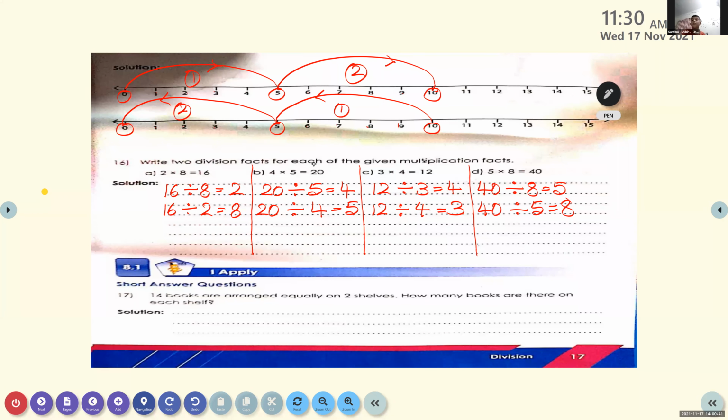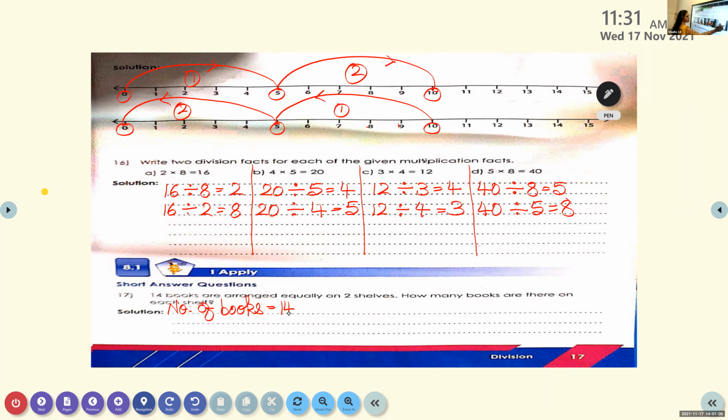Number of books. That's the first; "arranged" is no need. Number of books is equal to, how many books are there? Santino, how many books are there? 14. Yes.